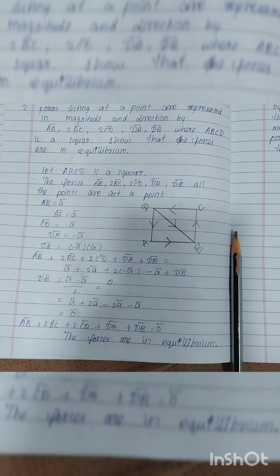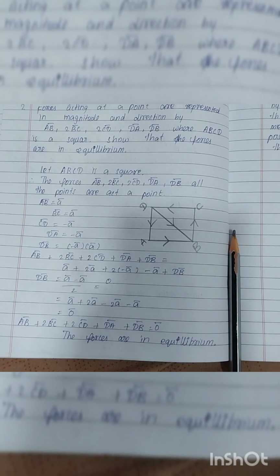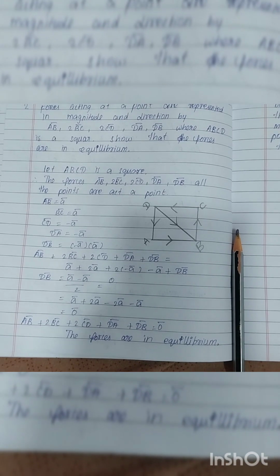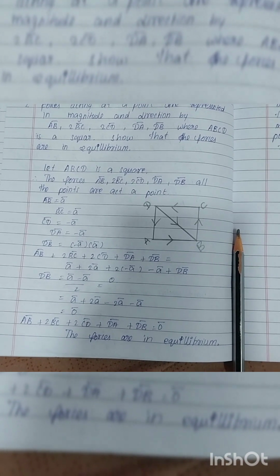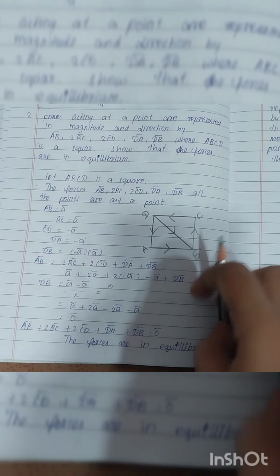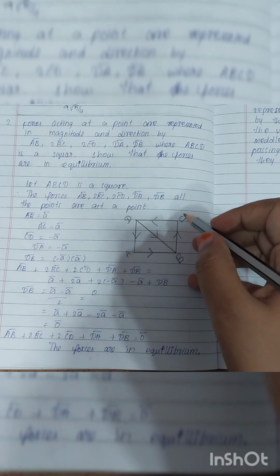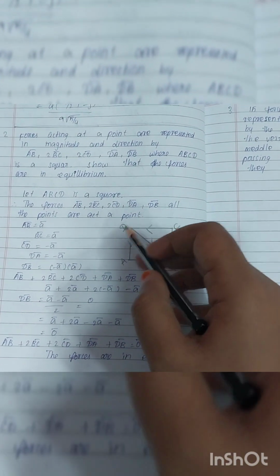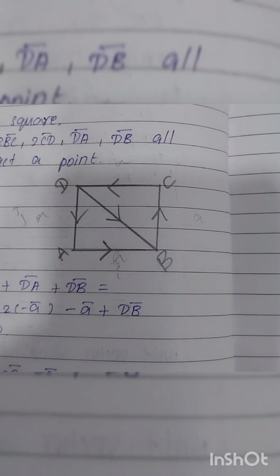AB vector equal to a vector, BC vector equal to a vector, CD vector equal to minus a vector, DA vector equal to minus a vector, DB vector equal to minus a vector into a vector. This is the diagram, and a vector, b vector, c vector, d vector. These are the forces. For a square, all the sides are equal.